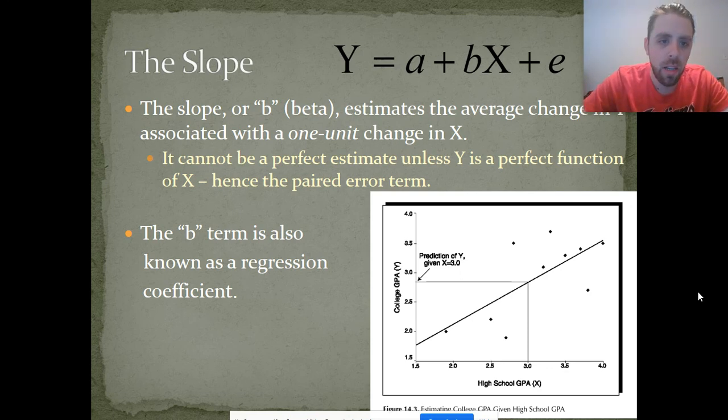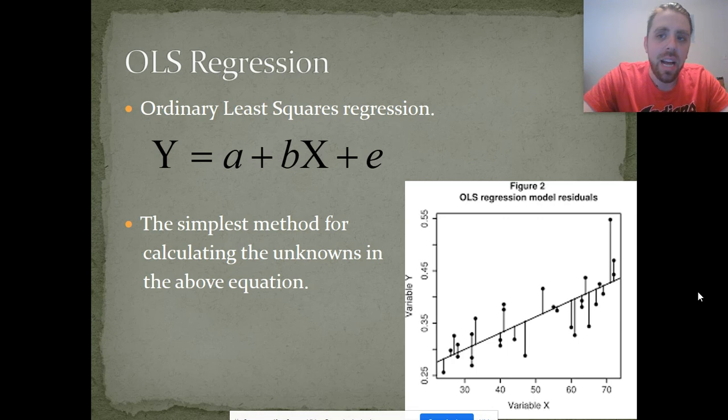Okay, so let's take stock here. What we're doing is something known as OLS regression. OLS stands for ordinary least squares regression. That right there should tell you that we're going to be taking advantage of the squared property again. Y equals bx plus a plus e. This is the simplest method that we know of for calculating the unknowns in the above equation.